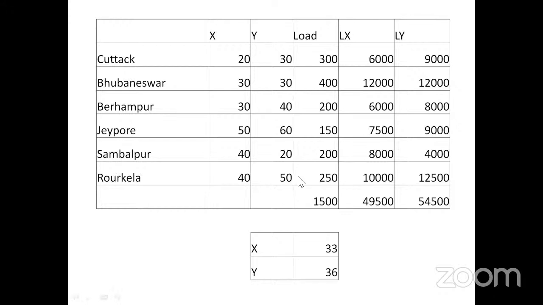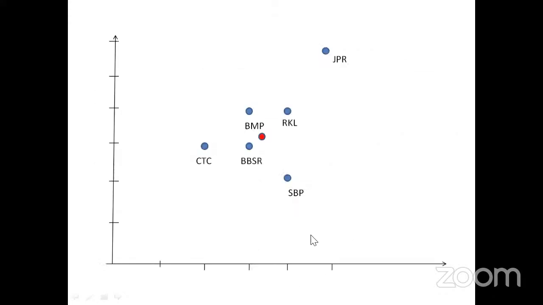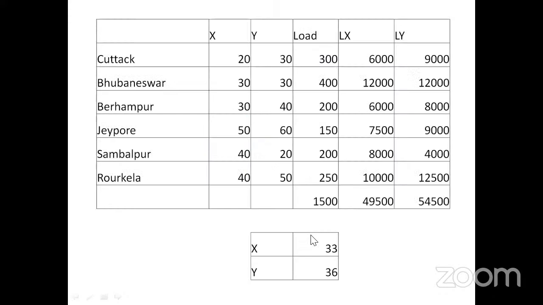Now, what is the coordinate of the proposed location? This Lx summation divided by this 1500, which will be 33. And what about the y coordinate? 54,500 divided by 1500. That is 36. Clear? Yes, sir, got it. Okay.